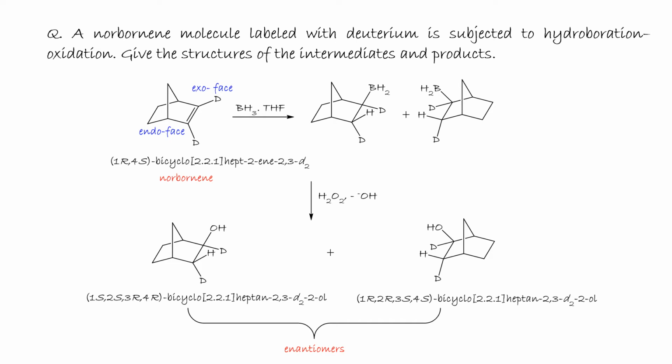A norbornene molecule labeled with deuterium is subjected to hydroboration-oxidation. Give the structure of the intermediates and the product. Here is the compound, bicyclo[2.2.1]hept-2-ene, 2,3-deuterated. That is the compound norbornene.